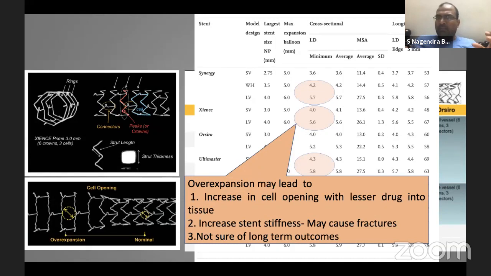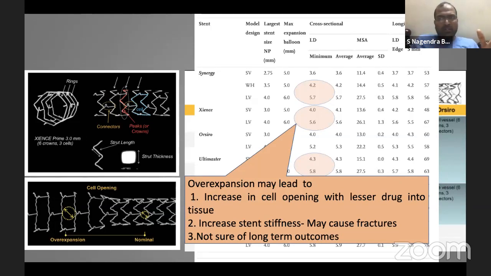Some part of the vessel that has received the DES is receiving a good amount of drug, while other parts are not receiving a good amount of drug. That vessel segment is not receiving any drug, so it's only being treated like a BMS in that zone. One small spicule is good enough to stimulate in-stent restenosis, either by neointimal hyperplasia or by neoatherosclerosis. People have not come up with good data on the effect of overexpansion on in-stent restenosis or stent thrombosis.